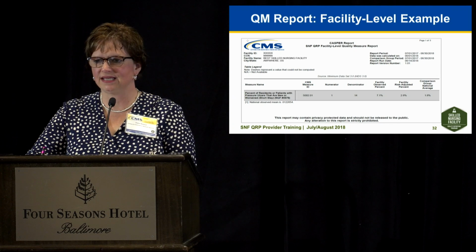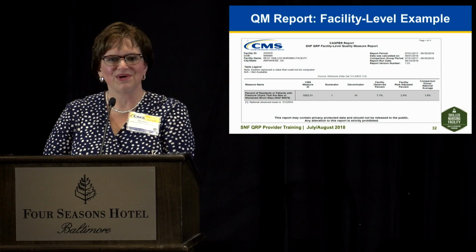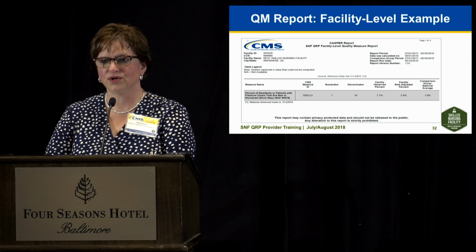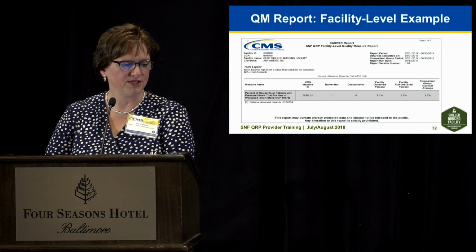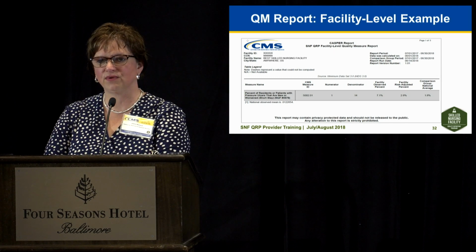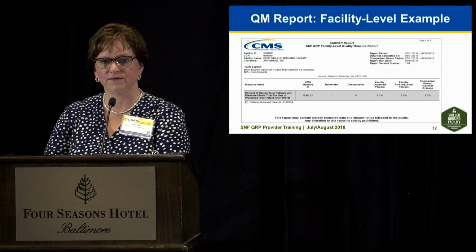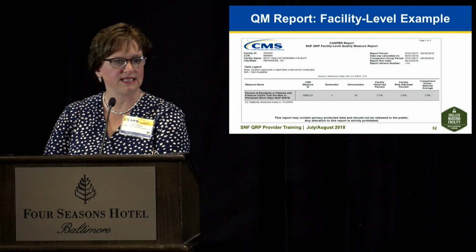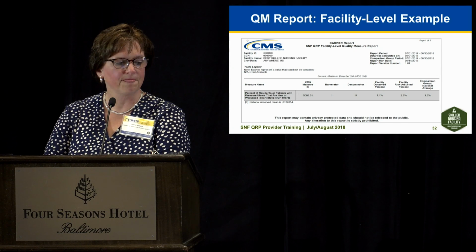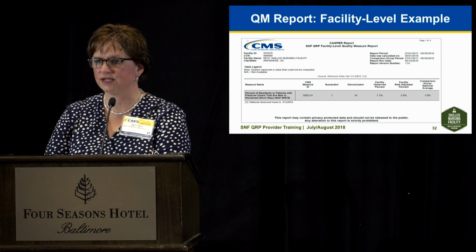And here's a look at the SNF QRP facility level report. We'll just take a moment and review the information that's present on this report. In the left upper corner, you can see the facility identifying information, similar to what you would see on other SNF QRP reports. And on the right side, we have other date type information. For example, you'll see that the report period displays the date of the reporting period that you selected when you requested the report.